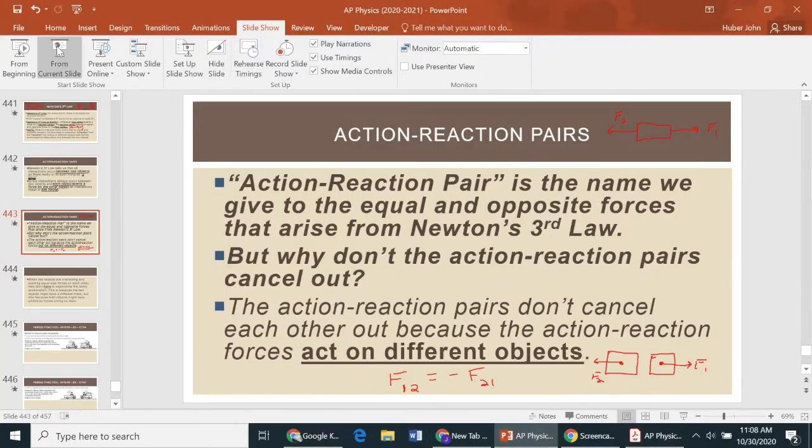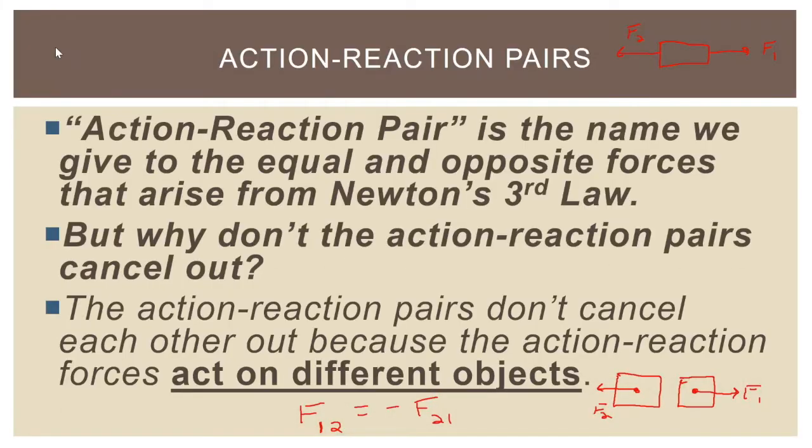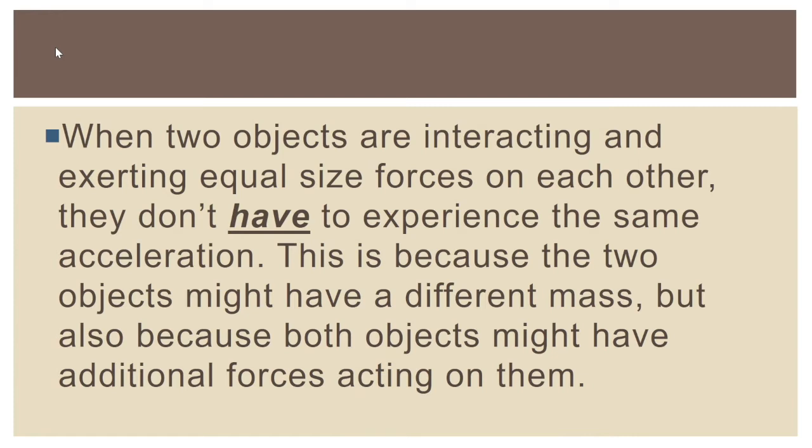So, this question brings up a very important issue with these questions, because they're always going to address this misconception that kids have, that just because something is bigger or smaller or accelerates more or accelerates less, that means the force must be different. We can say it both ways. Force depends on mass and acceleration, or put another way, the acceleration depends on both the force and the mass. So essentially what we're saying here is when two objects are interacting and exerting equal size forces on each other, they don't have to experience the same acceleration.